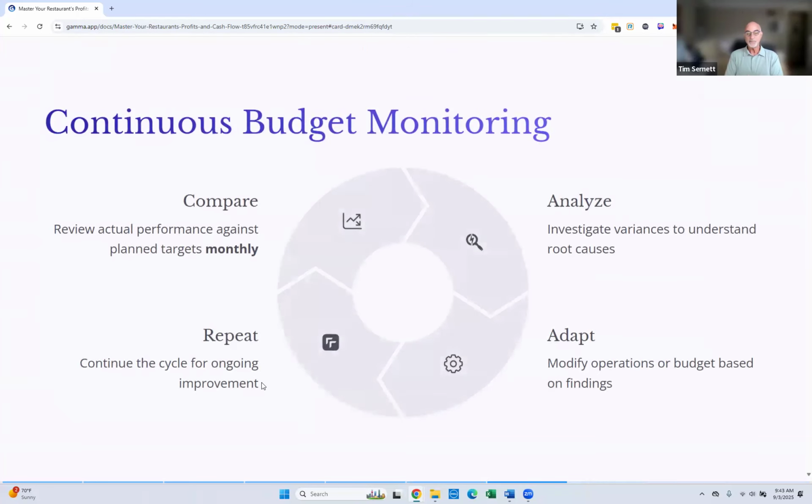So it's a continuous budgeted monitoring system. You compare actual performance against the budget every month, analyze and investigate the variances to understand the root causes as to why you're not hitting your plan, what needs to be done to shore up the actual results to get closer to your plan. Or there's always the option that maybe the plan was too pie in the sky and not realistic enough. And maybe you thought that you can build in those improvements sooner than you actually can.